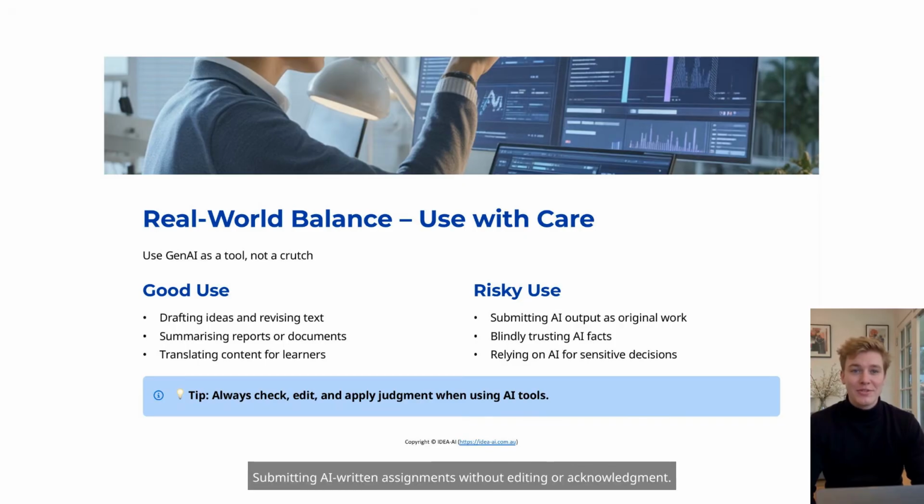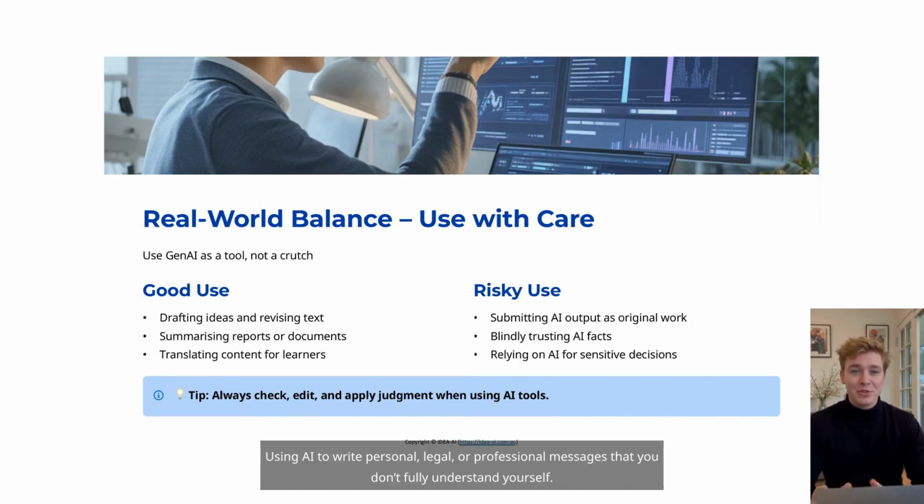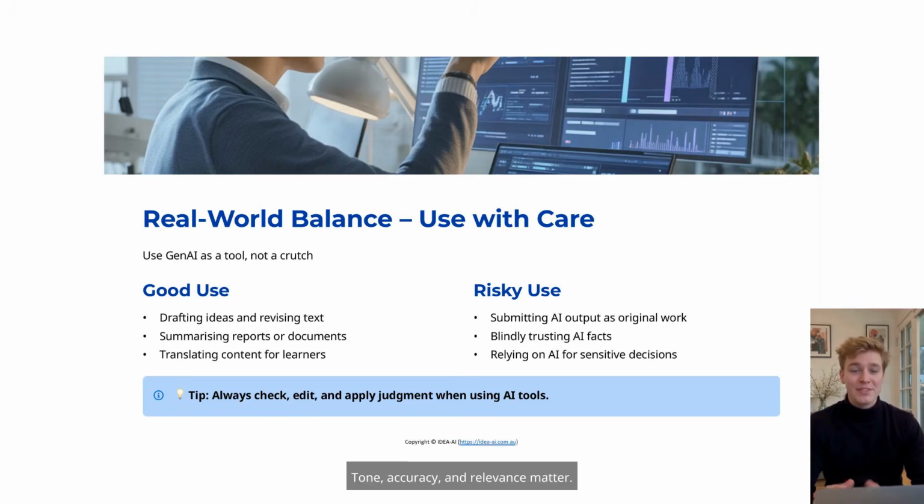Risky use: submitting AI-written assignments without editing or acknowledgement, relying on AI-generated facts or citations without verifying them, using AI to write personal, legal, or professional messages that you don't fully understand yourself. Example: you ask AI to generate a letter requesting a scholarship extension. That's okay, but you should always review and personalize it before sending. Tone, accuracy, and relevance matter.